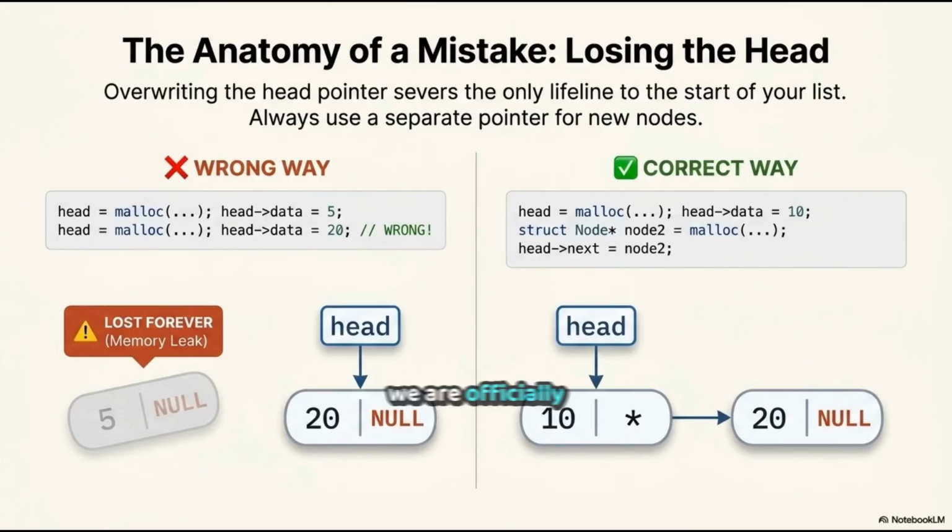All right, we are officially switching our hard hats from builder mode to building inspector mode. Now, what's really interesting about this slide is exactly how a memory structure collapses. Look at the wrong way on the left. You create a head node. Then you call malloc again and say head equals malloc. By overwriting the head pointer, you have instantly severed the only lifeline to the start of your list. That first node holding 5 is now orphaned and lost forever in memory. The correct way, on the right, is to always use a separate pointer, like node 2, to create new items. You have to protect your head pointer at all costs.